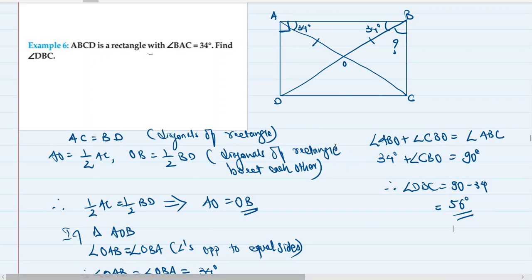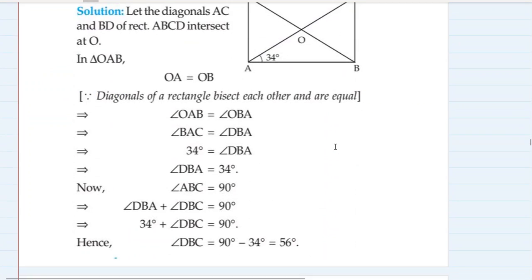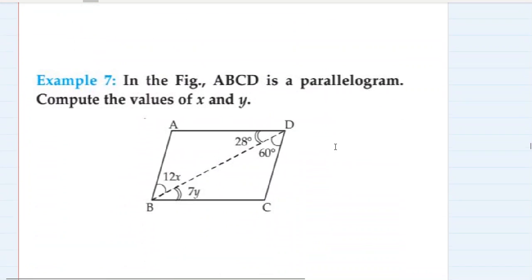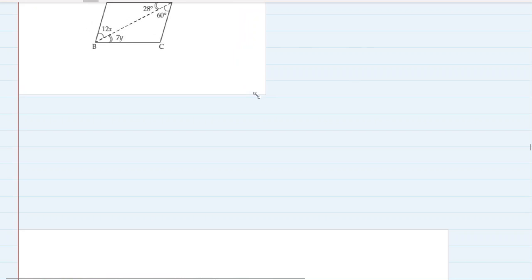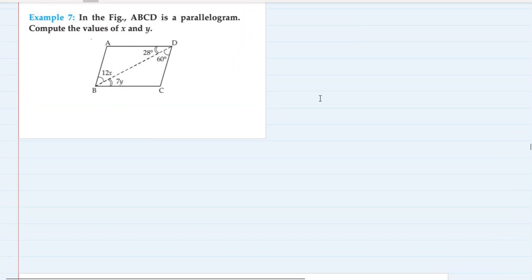Let's check the answer. Absolutely correct. Let's go ahead. So as you can see, the questions are pretty simple, straightforward questions based on the properties of parallelograms. We will come across proof questions as well ahead in the chapter in the solved examples.